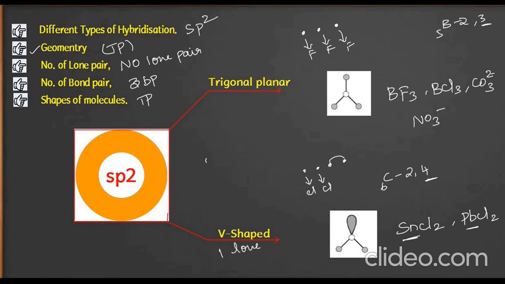One lone pair and, sorry, there are 2 bond pairs. So easily we can find out the lone pairs and bond pairs. Here, if one lone pair is present, then the shape of the molecule is V-shaped. So the geometry is trigonal planar, shape is V-shaped, and one lone pair, 2 bond pairs. So we can see the difference. By using the same technique we can go for the next one.